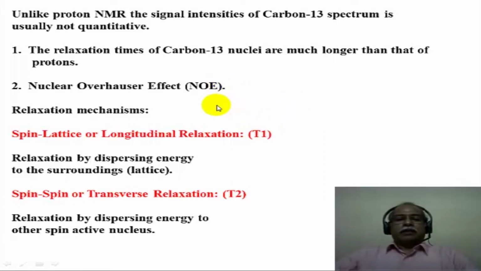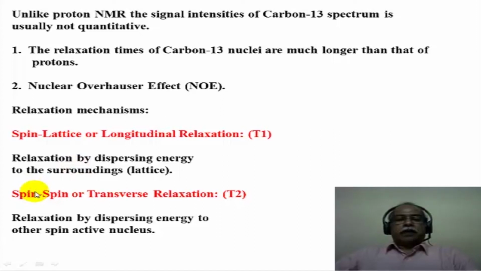There are 2 relaxation mechanisms by which the excited carbon spin comes to the ground state. One is spin-lattice relaxation or longitudinal relaxation, and the relaxation time is given the symbol T1. The relaxation essentially takes place by the dispersion of energy to the surroundings, which is the lattice. It could be the solvent or the surroundings.